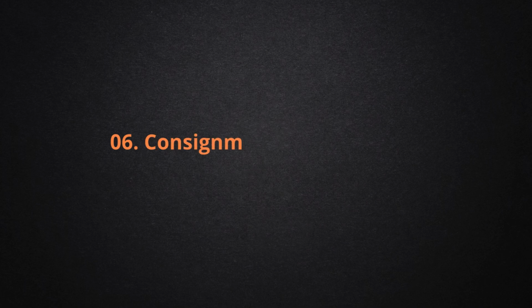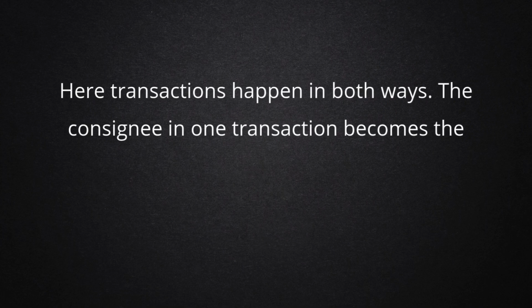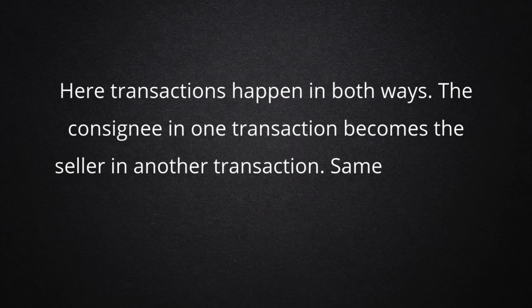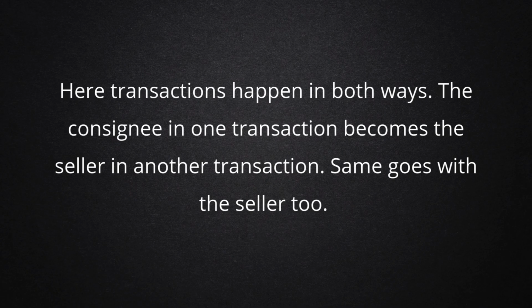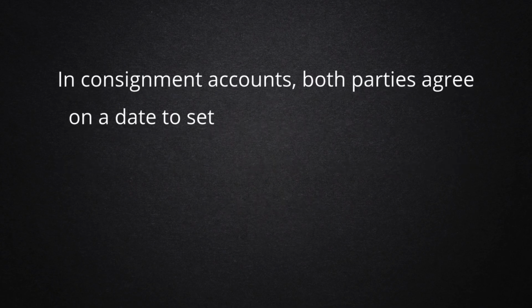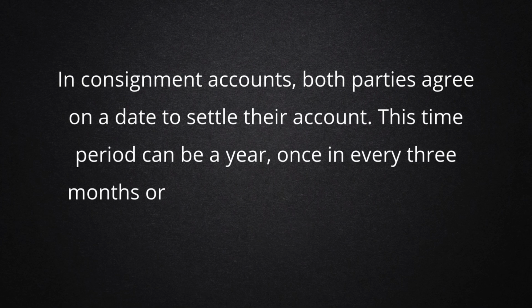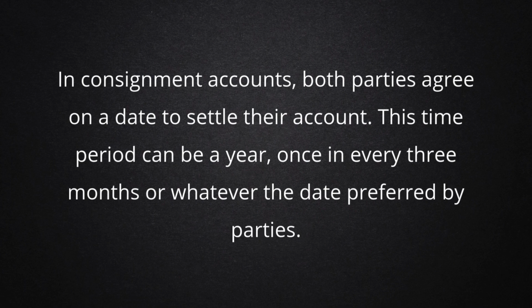Next we will talk about the consignment account basis. Here transactions happen in both ways. The consignee in one transaction becomes the seller in another transaction. The same goes for the seller too. In consignment accounts, both parties agree on a date to settle their account. This time period can be a year, once every 3 months, or whatever date is preferred by the parties.